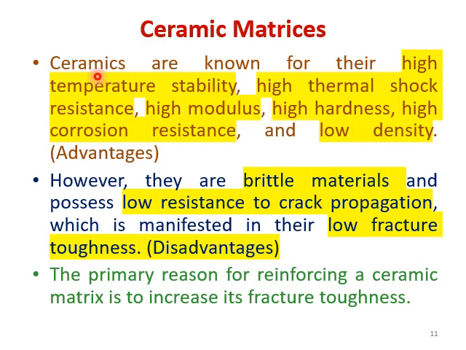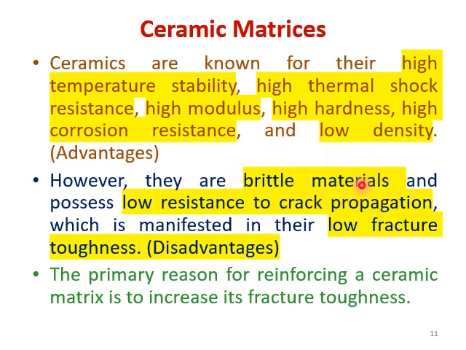Now coming to the topic, ceramics have high temperature stability. They have high thermal shock resistance. Ceramics also have high modulus. They have high hardness and they have high corrosion resistance. Another advantage when compared to metals is that ceramic has low density. So the ratio of strength to weight and modulus to weight will be significantly higher in ceramics when compared to that of metals. However, the main problem with ceramic is that it is a brittle material, right?